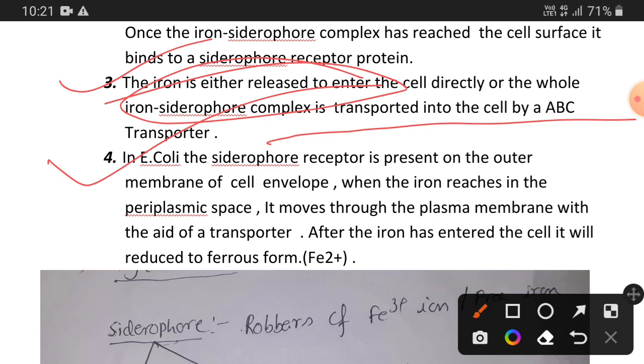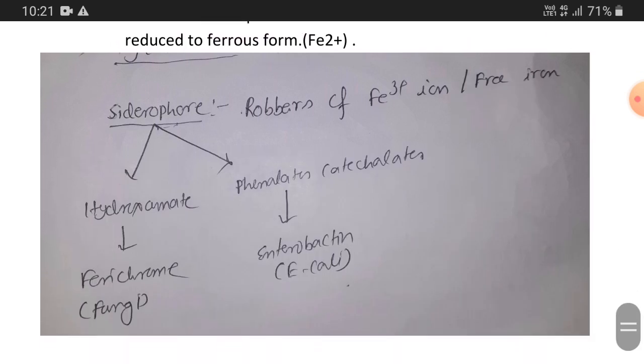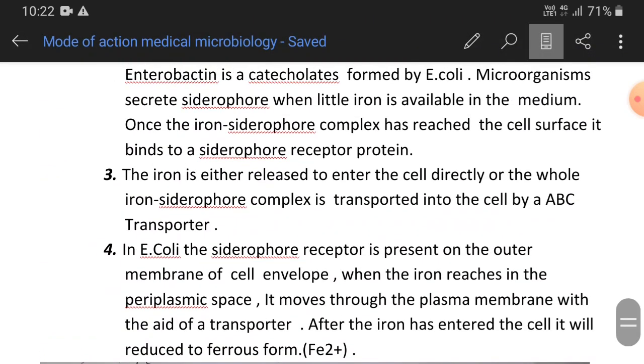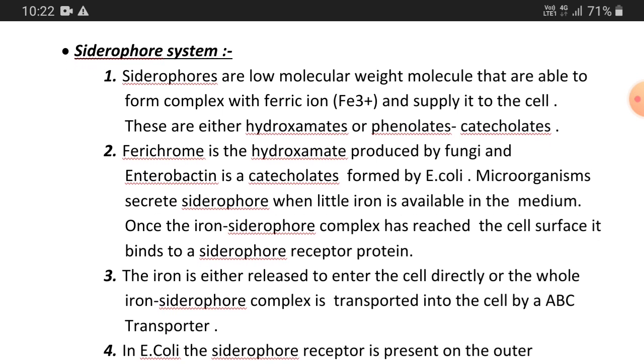In E. coli, the siderophore receptor protein is present on the outer membrane of the cell envelope. We know that E. coli is a gram-negative bacteria, so there will be an outer membrane. In that outer membrane, the siderophore receptor will be present, and when the iron reaches the periplasmic space, it moves through the plasma membrane with the help of another transporter, and after that conversion to ferrous iron occurs. So in every case you can see there will be conversion to ferrous iron. That means bacteria actually need Fe2+ iron, not Fe3+ iron, but siderophore will provide the bacteria the Fe3+ form. Then bacteria have to convert that Fe3+ form into the Fe2+ form with the help of surface ferric reductase.